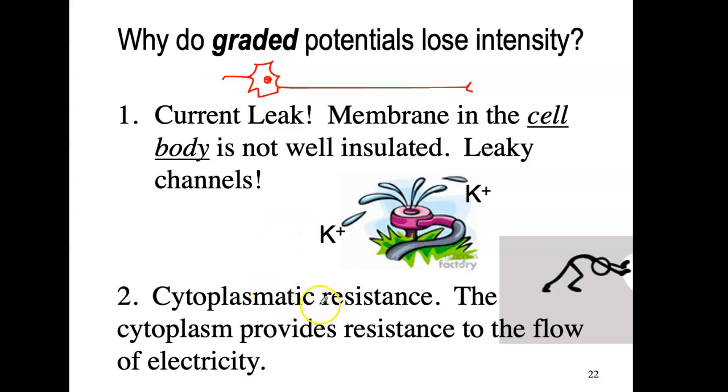There's also cytoplasmic resistance. So think of how tiny the axon is and how much more mass there is to the cell body. This mass here is going to provide resistance to the flow of electricity. So as electricity comes in through here, maybe it will actually not reach the axon hillock. If it doesn't reach the axon hillock, then you have no action potential coming to the other end. So always when we're talking about graded potentials, we're talking about them here as they come into the soma, or the cell body.